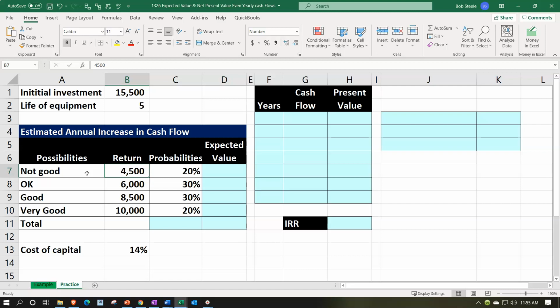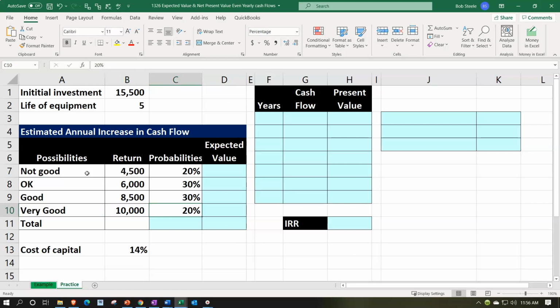Again, we don't know exactly. Our goal is to put this into a framework where we can get our mind working in such a way that we can make some predictions, hopefully in as logical a way as possible. So we're going to say 4,500, 6,000, 8,500, 10,000. Those are the inflows per year for the next 5 years that we are assuming.